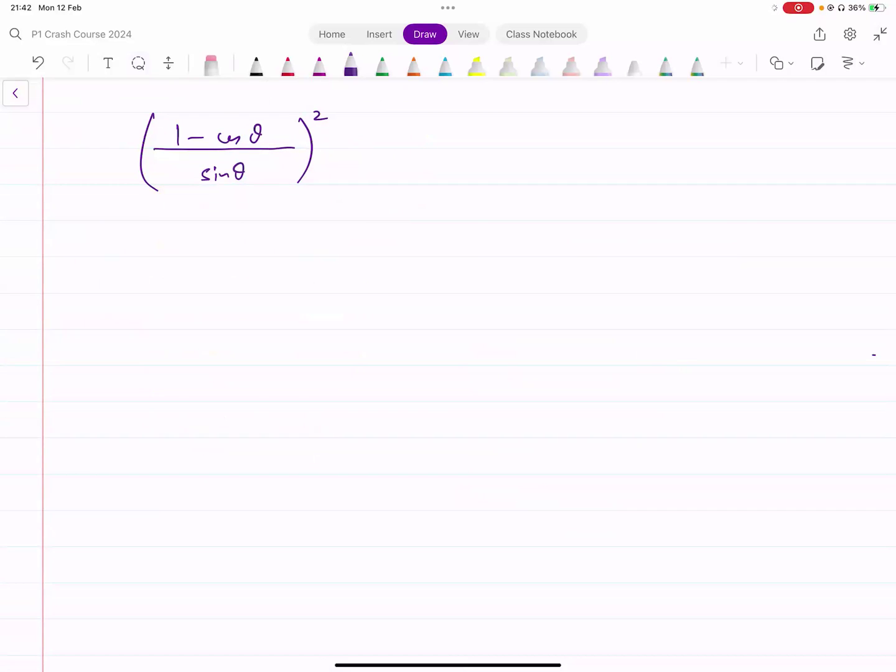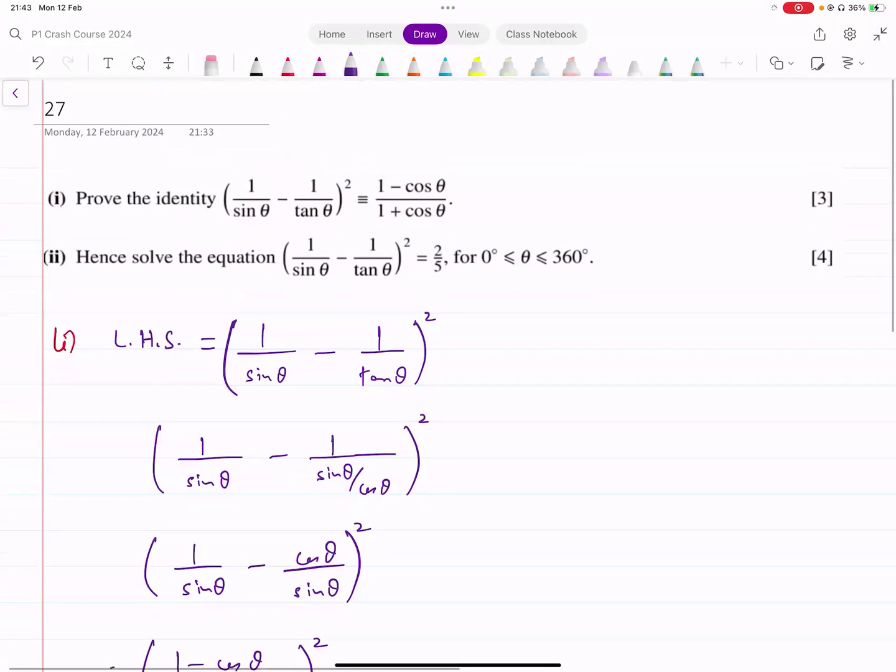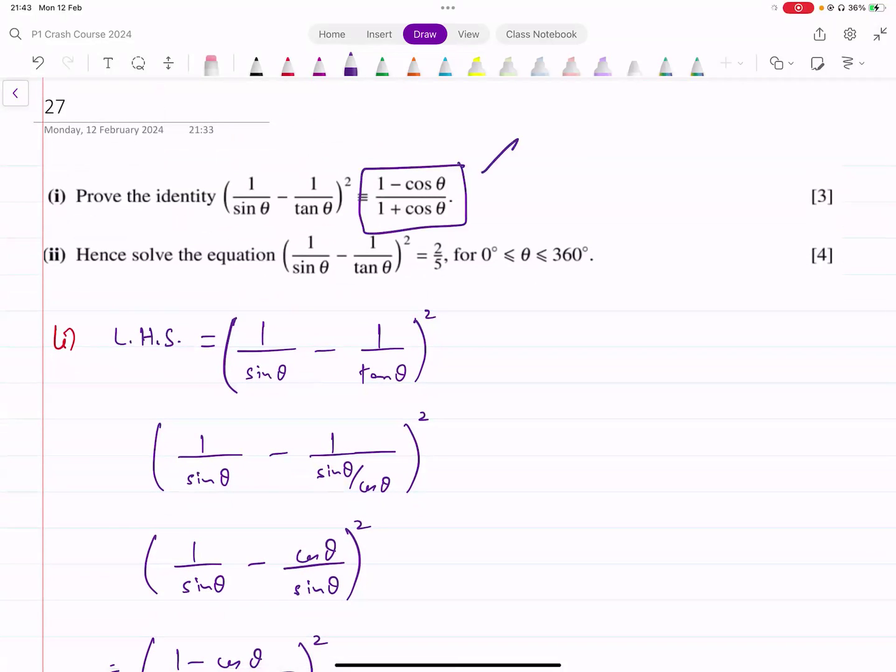We can split the square between the numerator and the denominator, right? So it will become 1 minus cos theta whole squared divided by sine square theta. Now, what do you want at the end? Keep that in mind as well. You want something that is only in terms of cos at the end, right? That's what you want. So keep the end in mind. Always keep the end in mind.